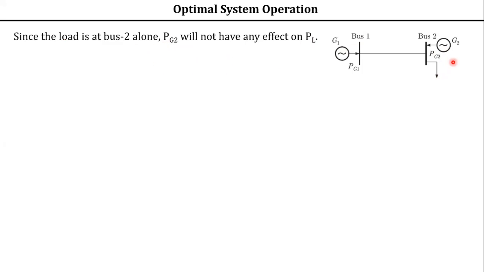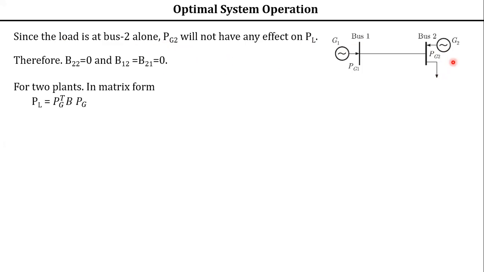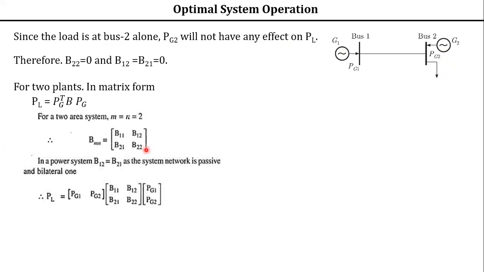I have written it, but I have not shown it here. Okay, here I will show it to you. So what is the B matrix? There I have shown it: loss coefficients in matrix form. As I said, the transmission loss formula can be represented in index form or in matrix form.